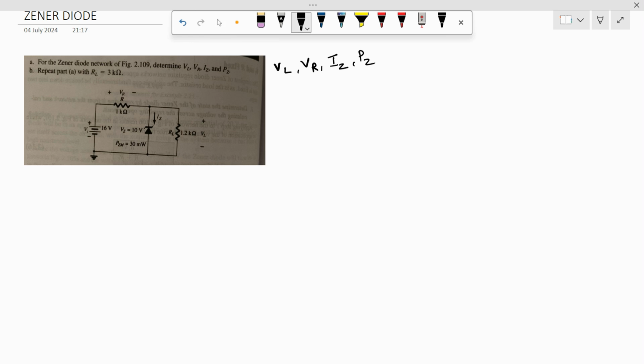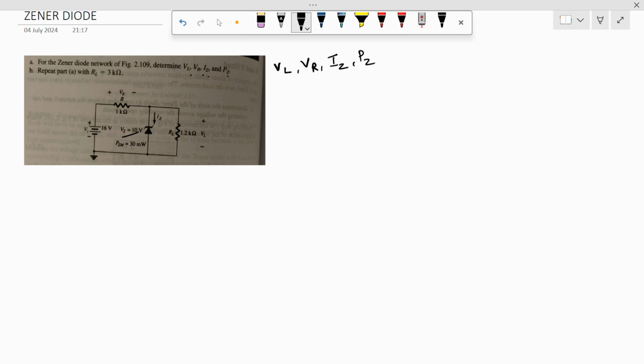Hi. So today we are going to look at a problem where we discuss a Zener diode and its design related question. In this question we are asked to find VL, VR, IZ and PZ, and it's given that the Zener is rated at VZ equal to 10 volt and PZ, which means the maximum power dissipated, is 30 milliwatts in the Zener diode, which means VZ into IZ should be less than 30 milliwatts, and we have an input voltage of 16 volt and a series resistor of 1 kilo ohm, right?